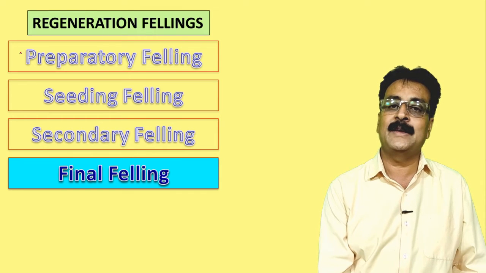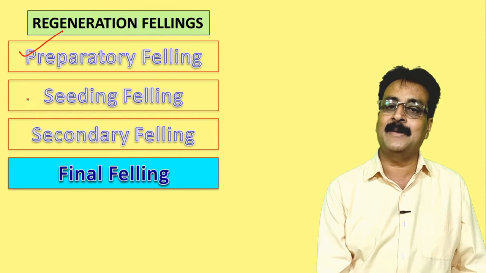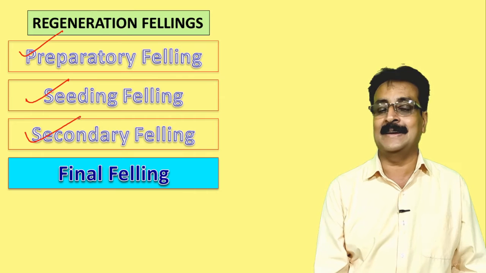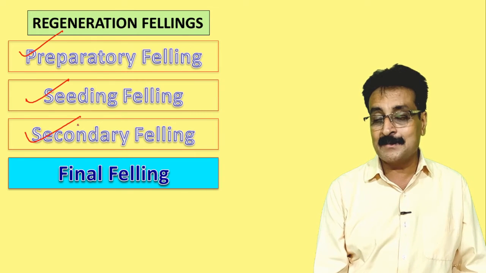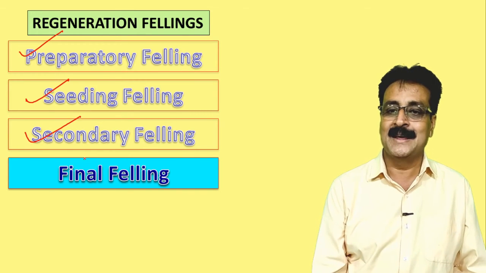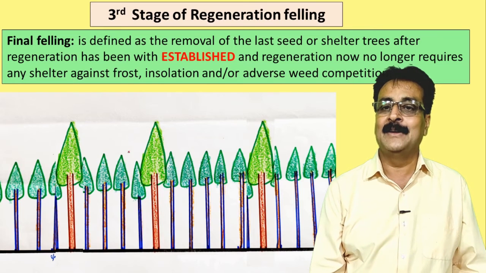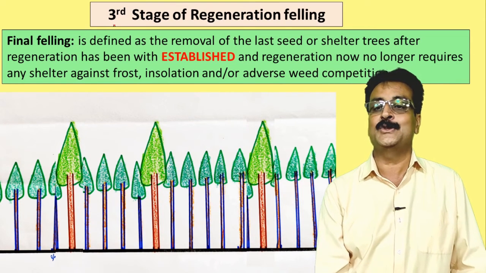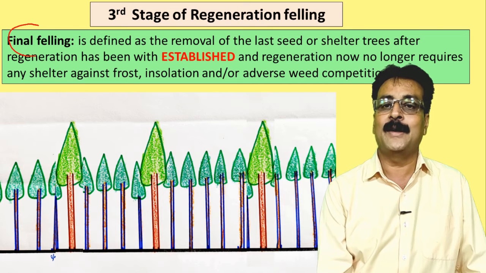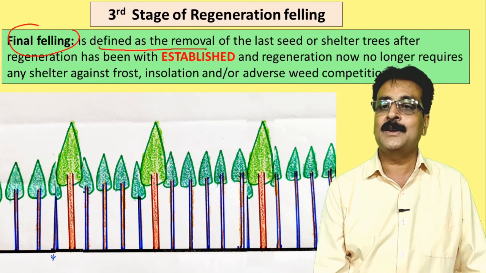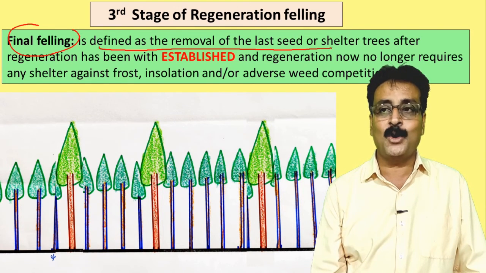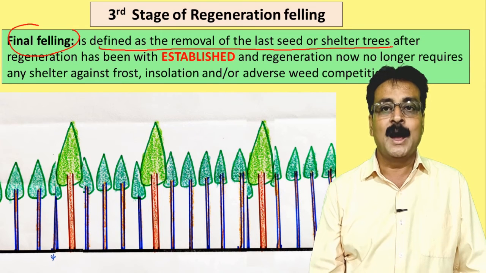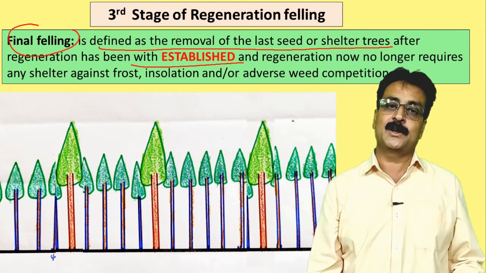So in regeneration felling, we have now understood preparatory felling, seeding felling and secondary felling, about the light demanding species and shade bearer species. Now let's come to the final felling in regeneration felling. The third stage of regeneration felling is called final felling. It is defined as the removal of the last seed, shelter or overwood after regeneration has been established.